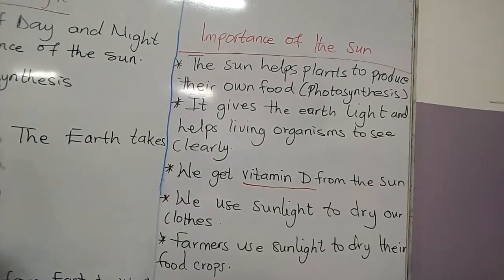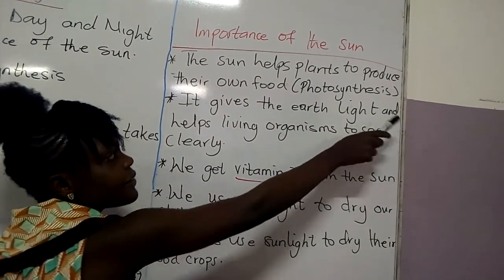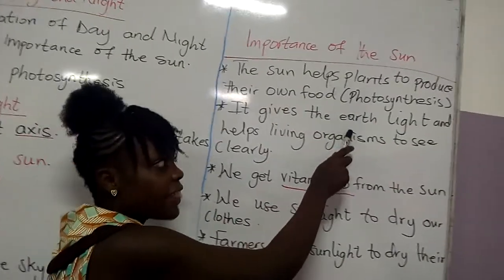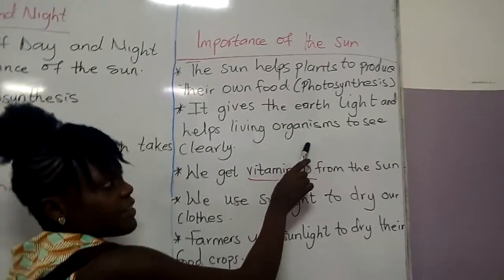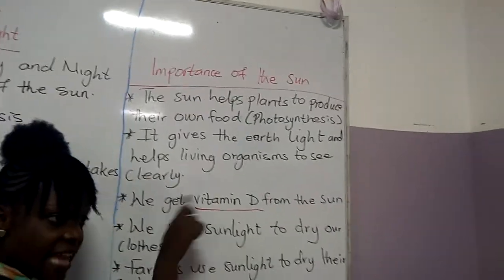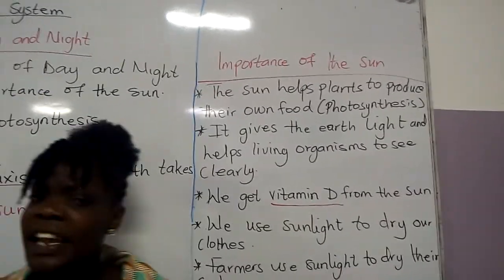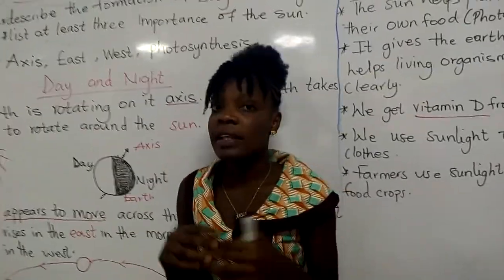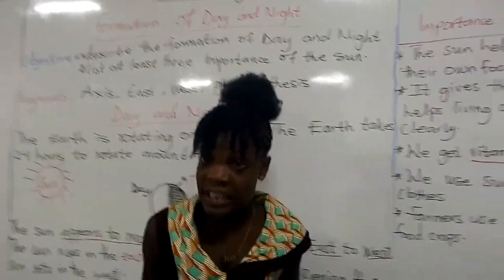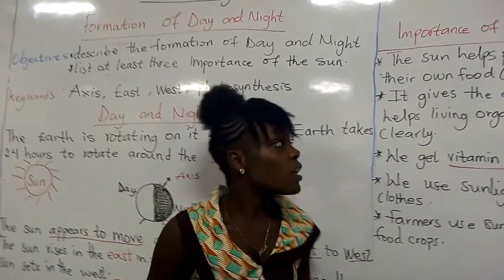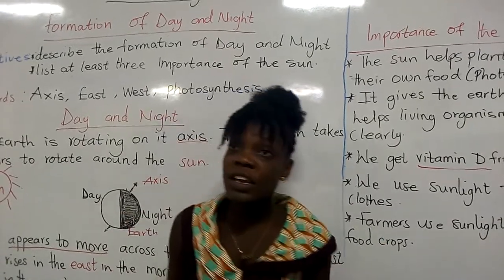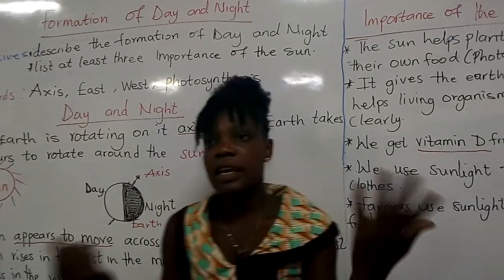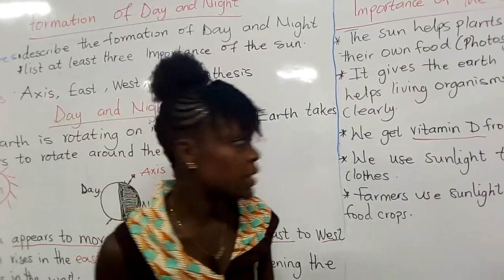Now our next point is it gives the earth light and helps living organisms to see clearly. So when you're in a room and there is no light, you won't be able to see, because it is light that helps you to see clearly. When you're in a room full of darkness, that's the same way that during daytime the sun helps us to move. It gives us light and then it helps us to see clearly.